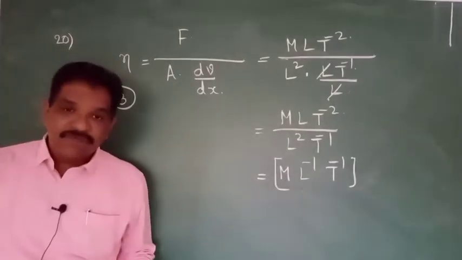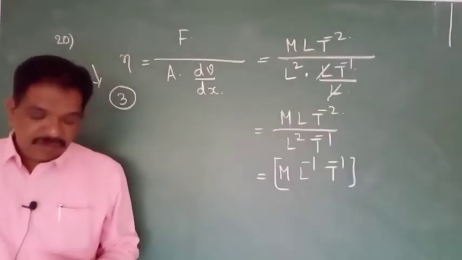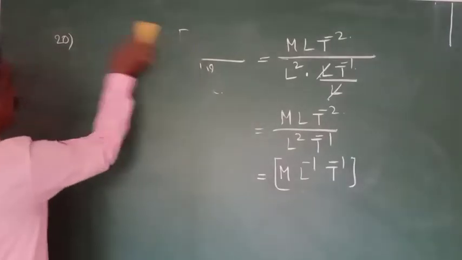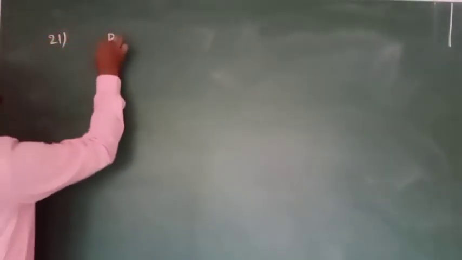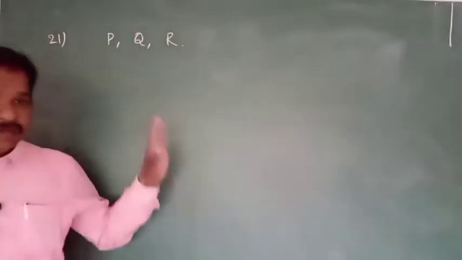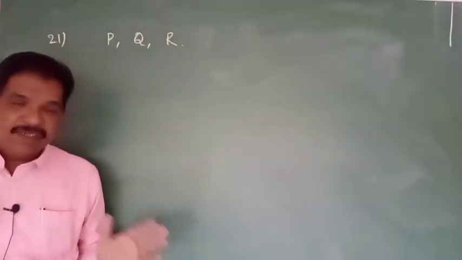P, Q, R are the physical quantities having different dimensions. Which of the following combinations can never be a meaningful quantity? P, Q are different physical quantities, means they are having different dimensions. Then one statement among the following is meaningless.